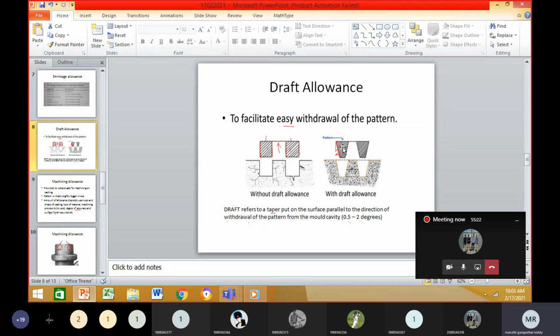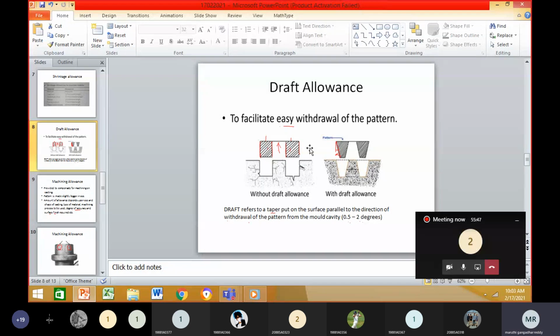You try once again. Sir, the second one is a mold cavity. This is also a mold cavity. The second is that the pattern is removed with the draft allowance, or any tool. What will happen? What is draft allowance? That is my question, right?